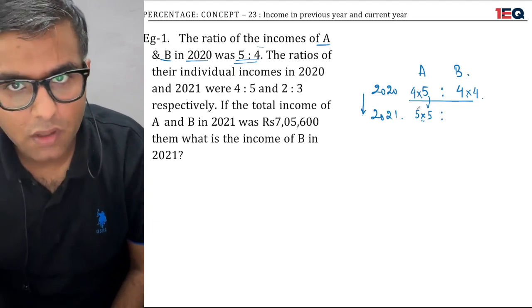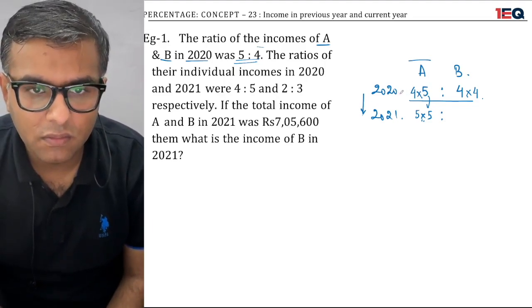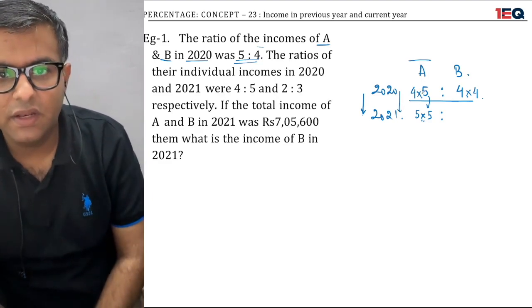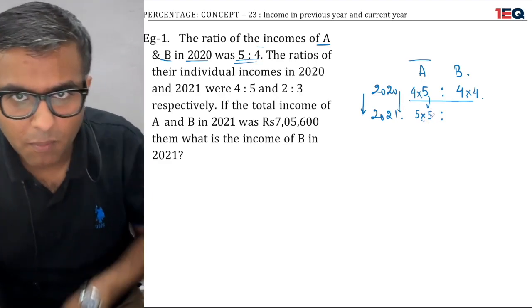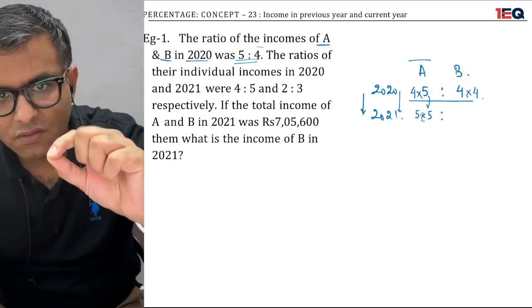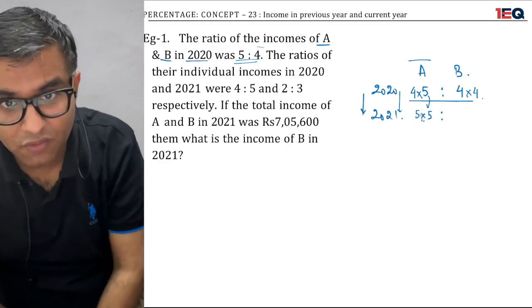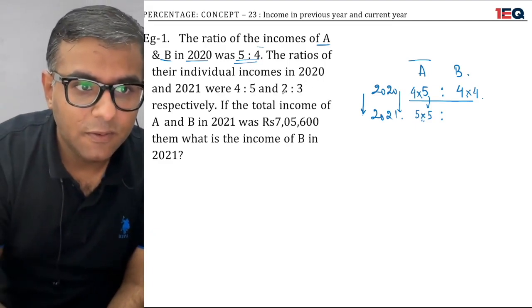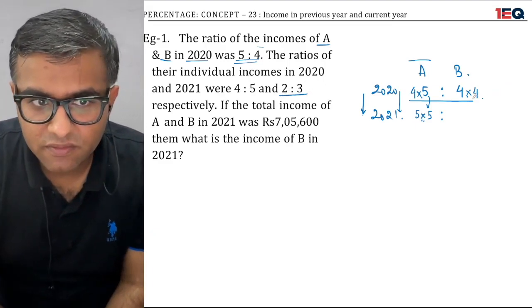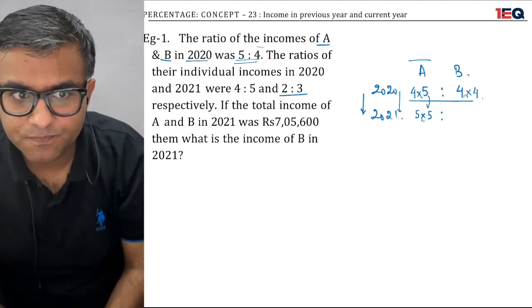Sorted? The ratio between A's own income between 2020 and 2021 is 4 is to 5. By this particular figure, are you able to understand? 4 is to 5, 5 into 5, 5 and 5 get cancelled. The ratio comes out to 4 is to 5. Similarly, the ratio between the income of B within himself should be 2 is to 3.